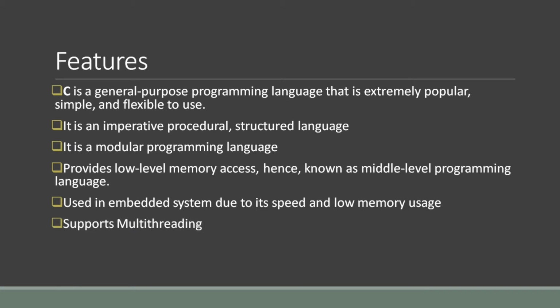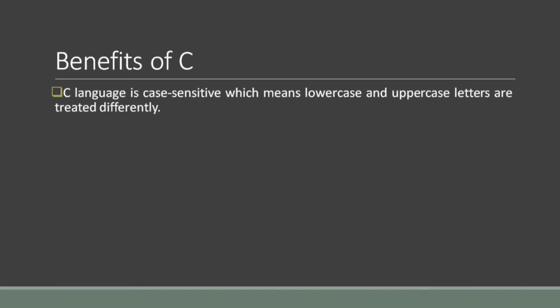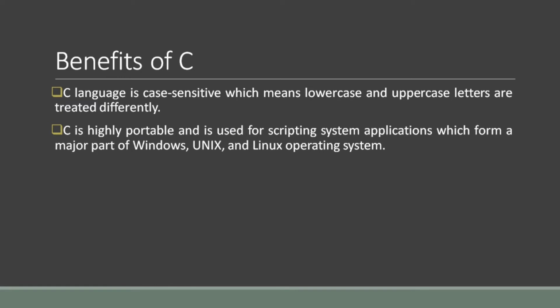C supports multi-threading. Multi-threading is a part of parallel processing where multiple threads are created and each thread can execute on its own. It provides cross-platform support. Some benefits of C are: C is a case-sensitive language, which means that lowercase or uppercase letters are treated differently. C is a highly portable language and is used for scripting system applications, which form a major part of Windows, Unix, and Linux operating systems.